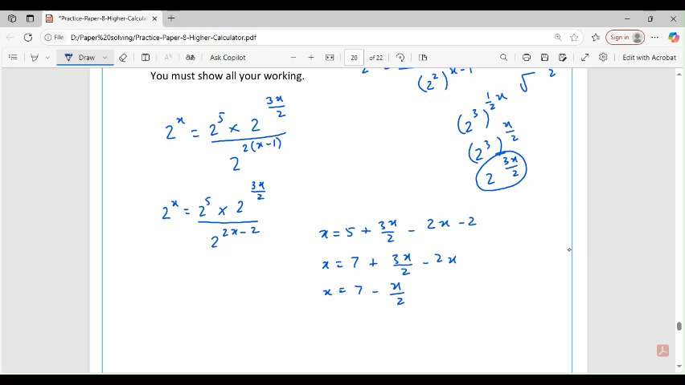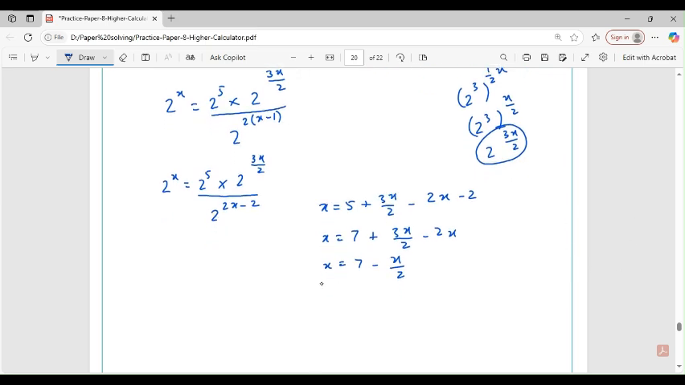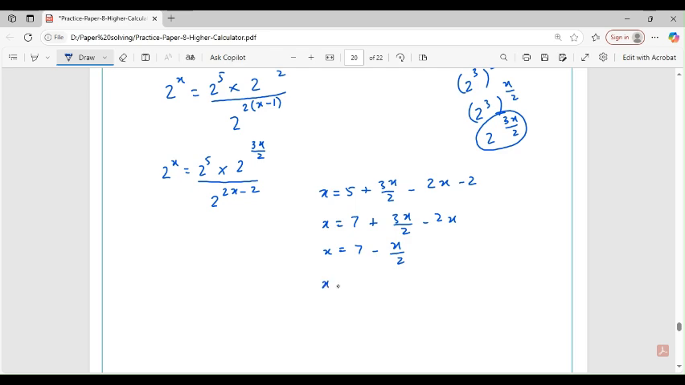Okay, so now what we can do is, this is going to go to the other side, and plus x over 2 equals 7. Now once we calculate, all these are going to be multiplied by 2. I should change the pen.